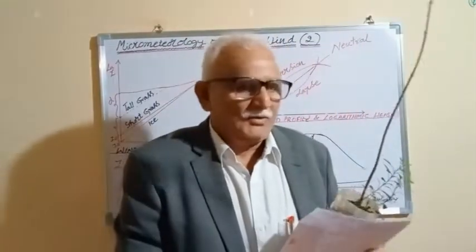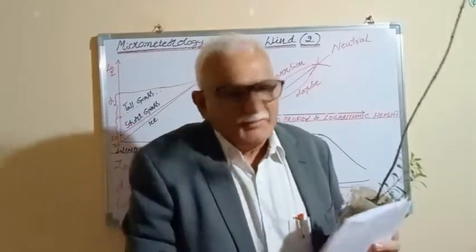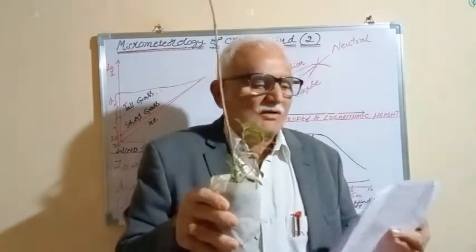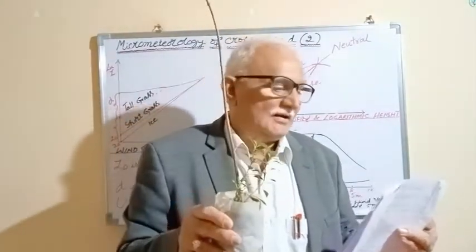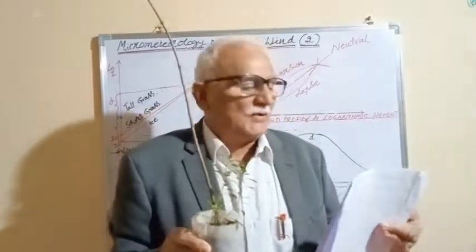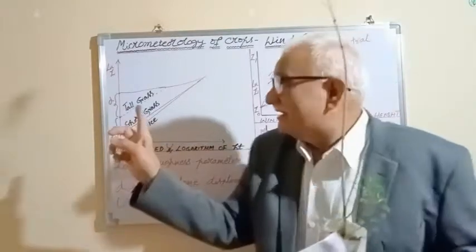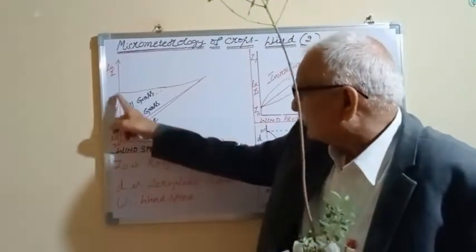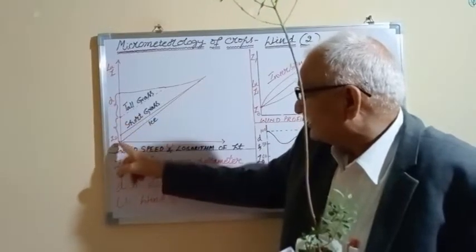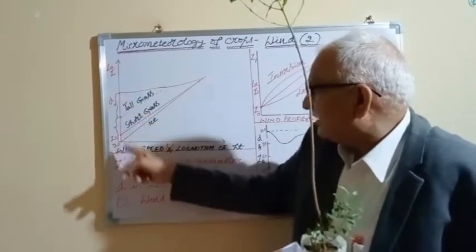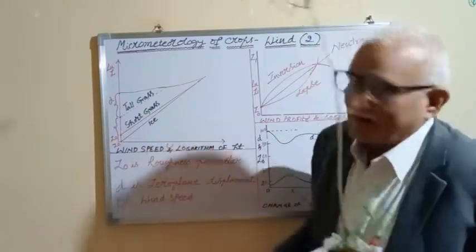Once again, I would like to repeat it. Please write: over a tall crop, the relationship is curvilinear, and the departure from the straight line is known as zero plane displacement. This is also zero plane displacement. Z0 and D values: D is the zero plane displacement, and Z0 is the roughness parameter.